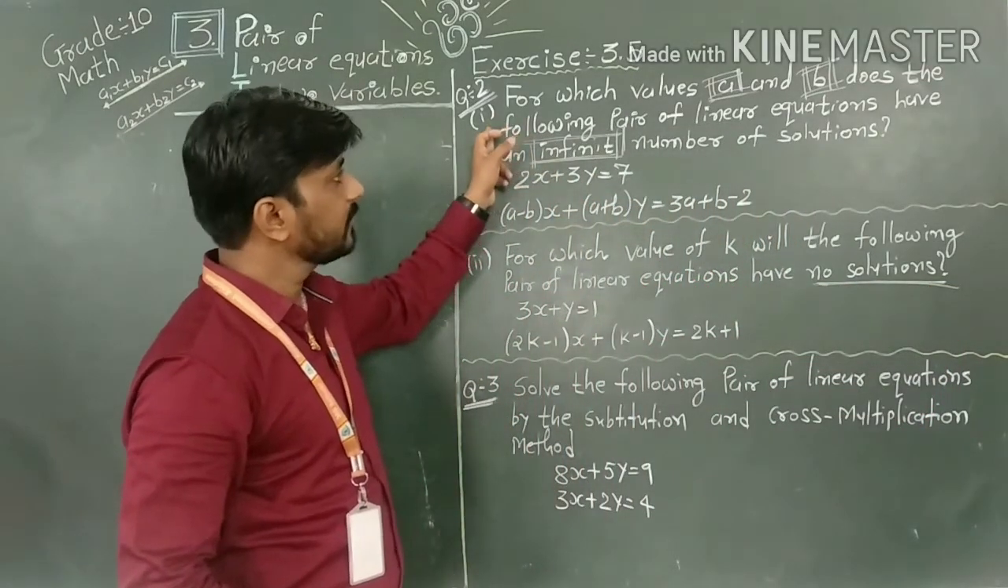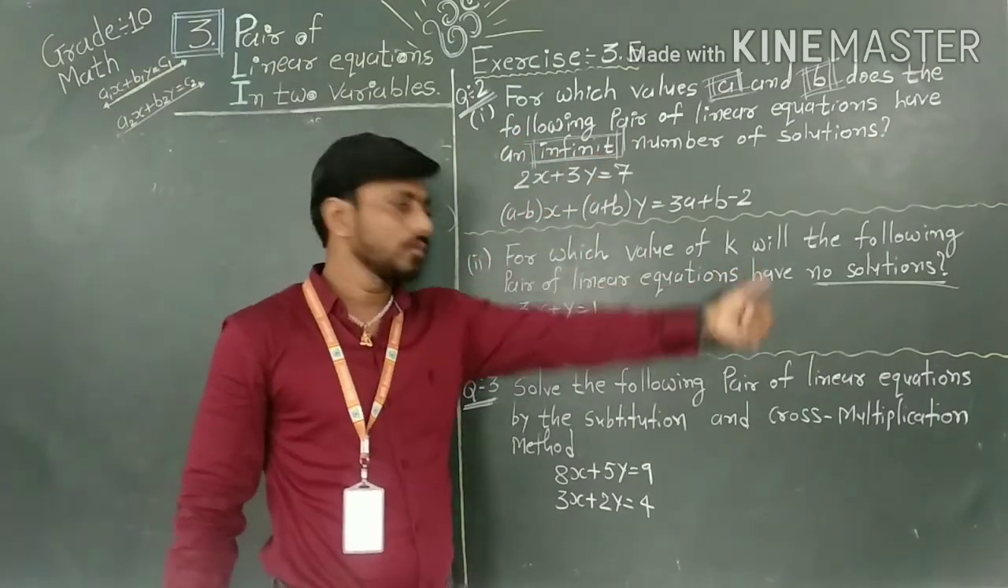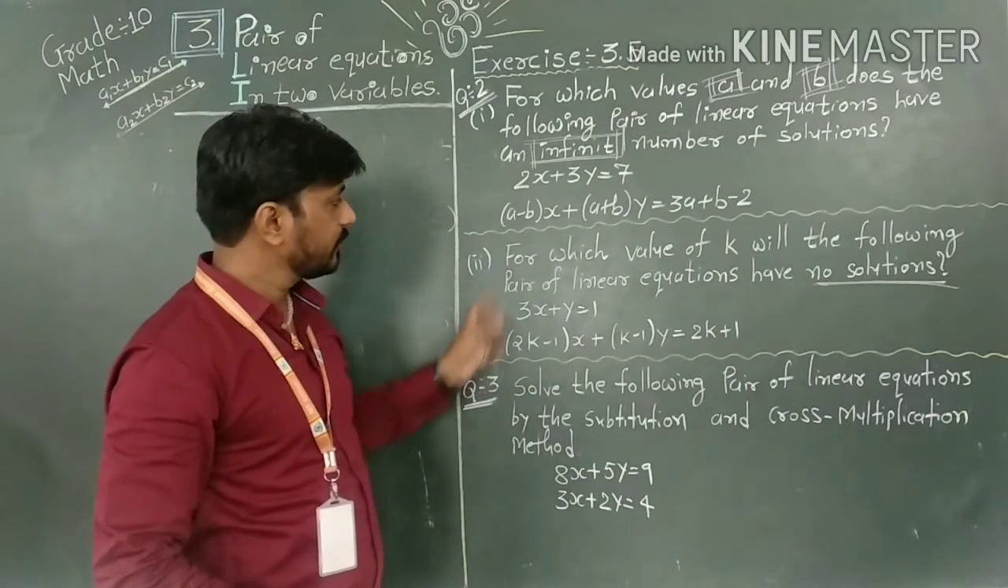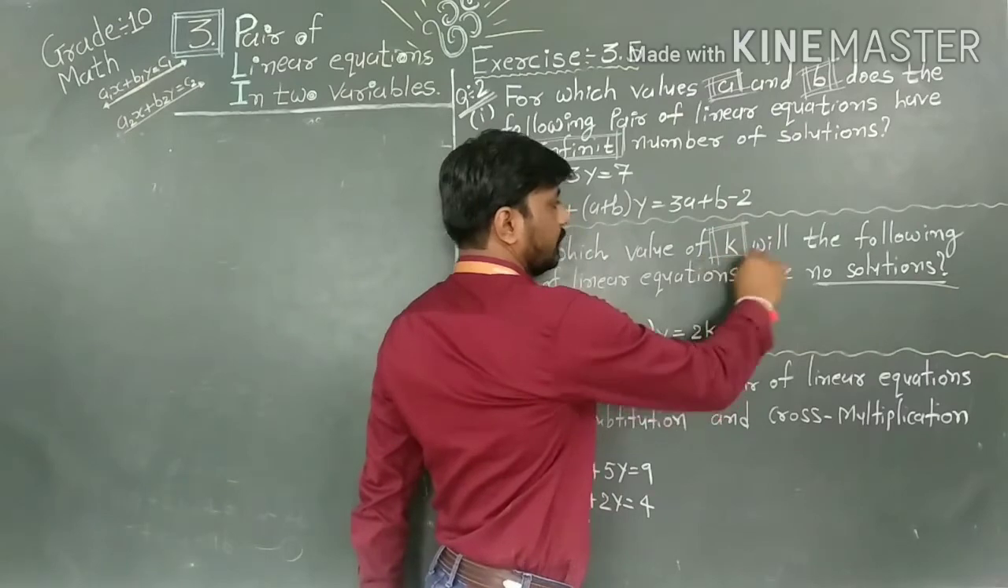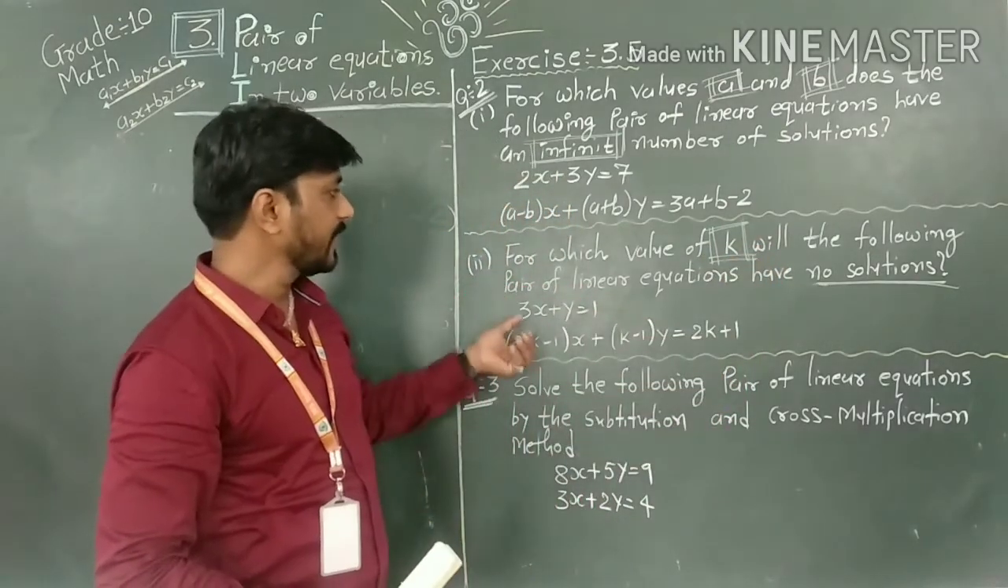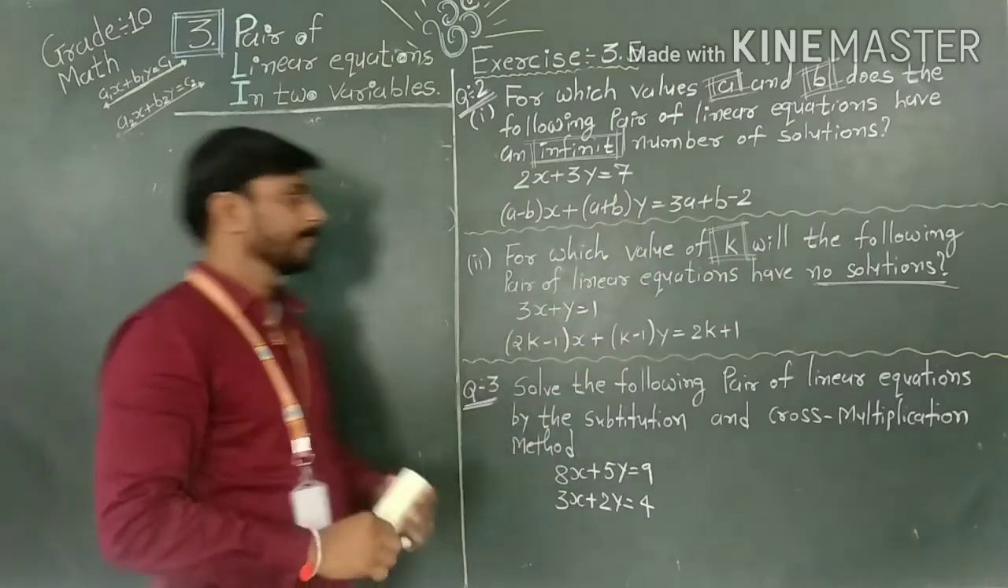Here in example number 1, what is the condition? Infinitely many solutions. Here, no solution. And what is our aim? We want to find the value of k. First of all, I write what is the condition to become no solution.